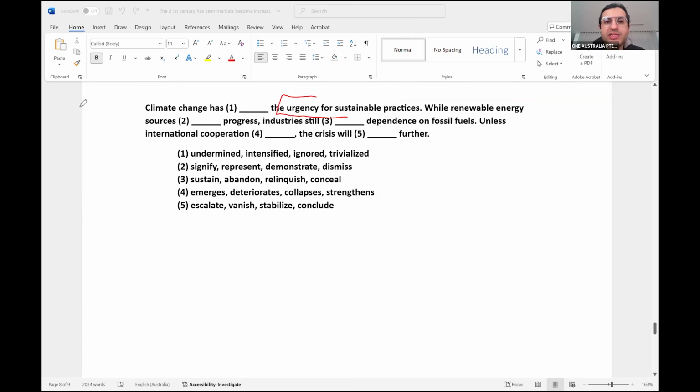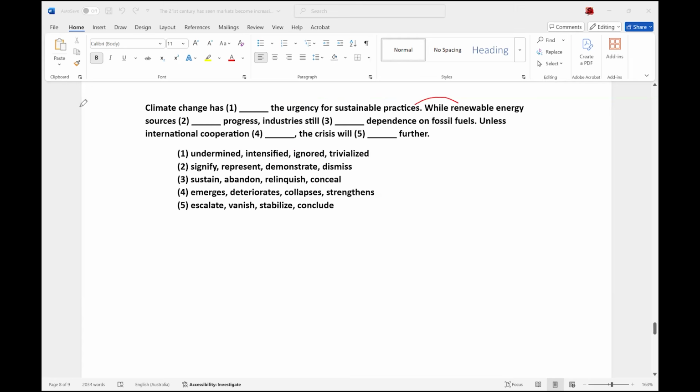Your urgency for sustainable practices is what? Something which is required. Sustainable means something which can survive for a long time. Intensified. So the correct answer should be intensified. Because of climate change, now it has become even more urgent that we should use sustainable practices for our survival. So it has intensified, it has increased the urgency for that.